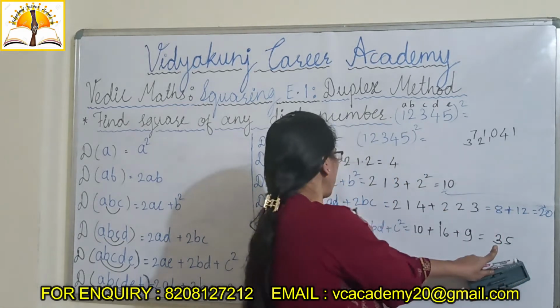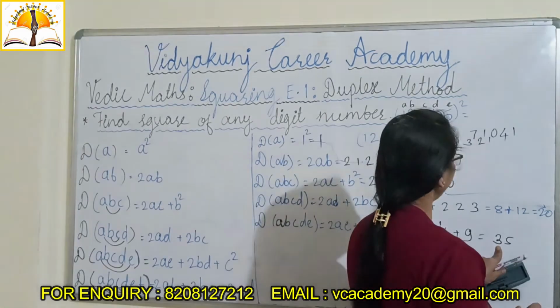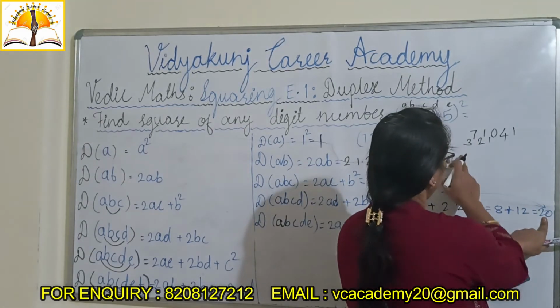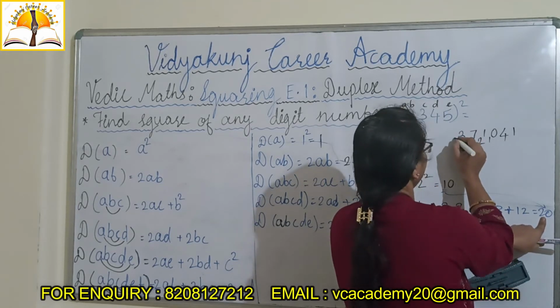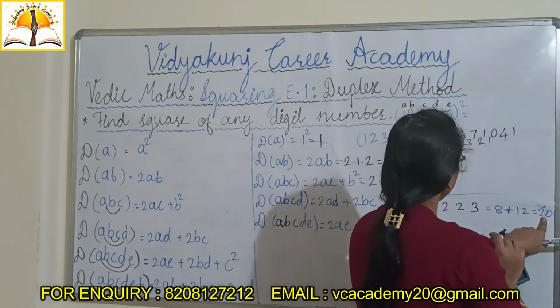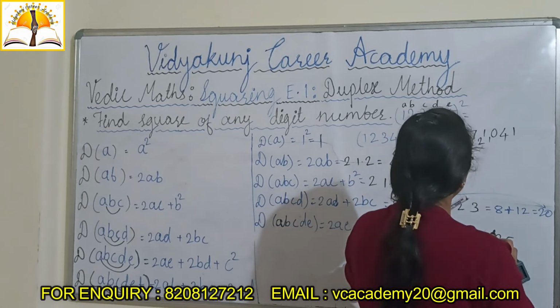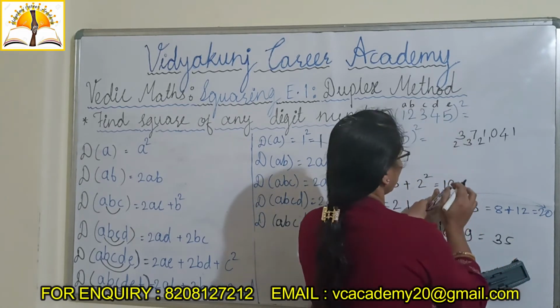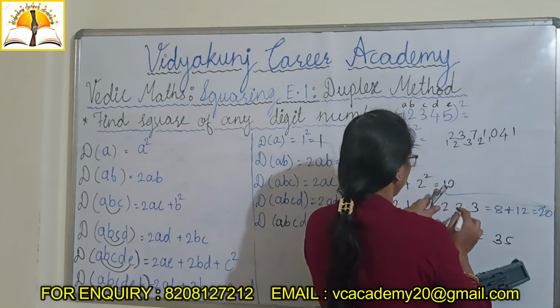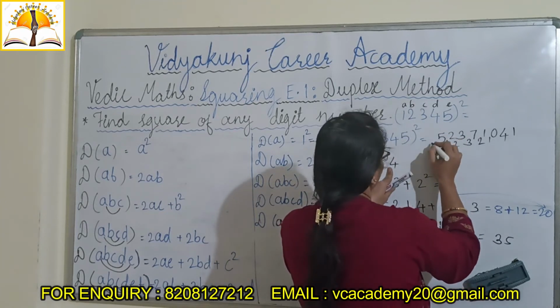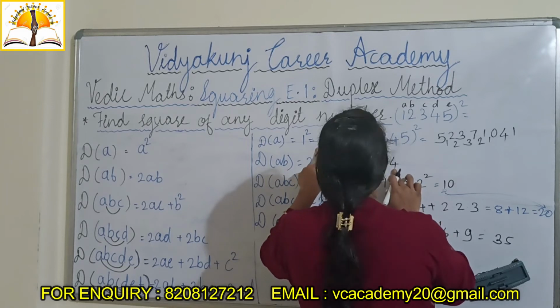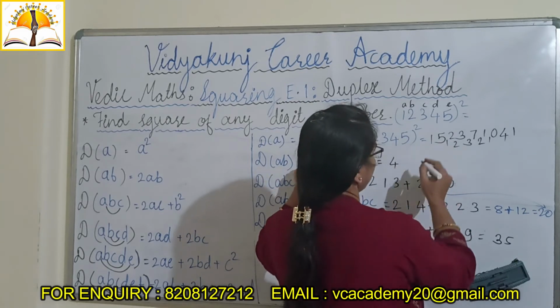Yes or no? This is a 4-digit number. So here 20, 20 plus 3, 23, 2 carry. Then again 10. Yes or no? 10 plus 2, 12, 1 carry. And here again 4. 4 plus 1, 5. 5, here 1. This is its answer.